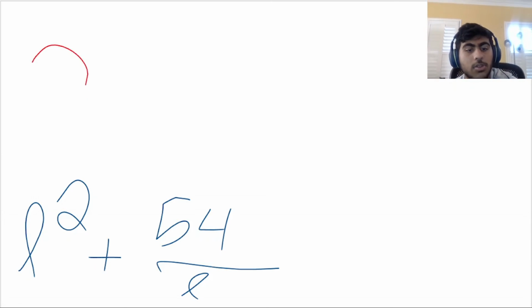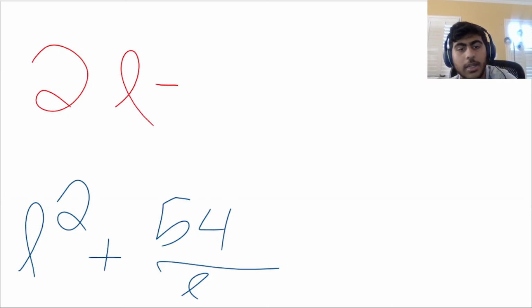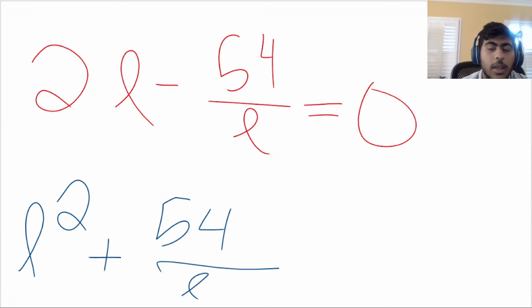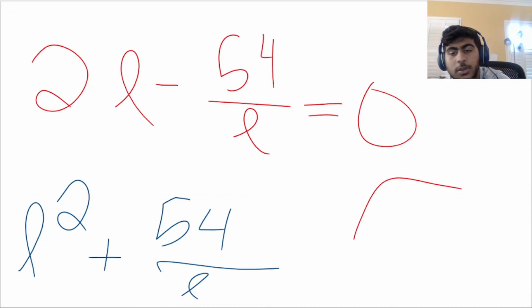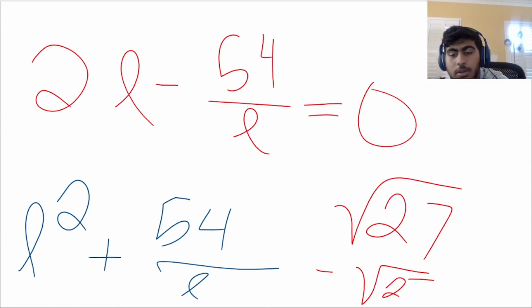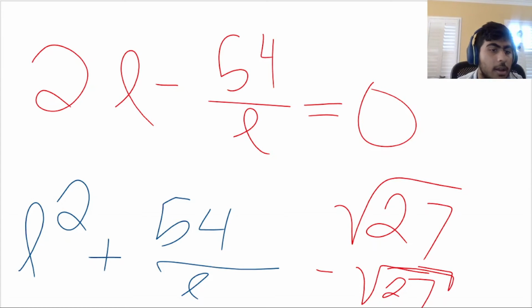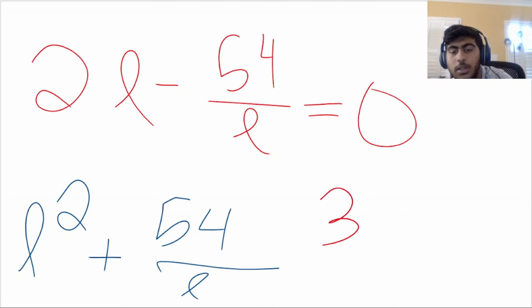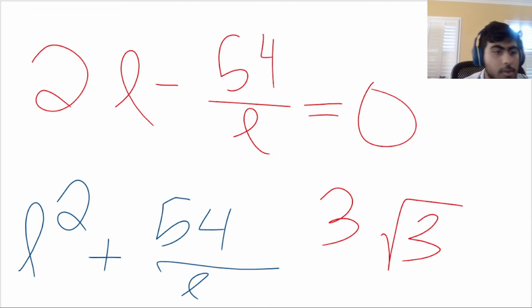Right, so then you get 2L minus 54 over L, just equals 0. And then you bring the 54 on the other side, and then you multiply by the L. You divide by 2, and then you end up with the square root of 27, and the negative square root of 27. Now, of course, these are lengths, so you cannot have negatives, so it doesn't work. Square root of 27 is, of course, 3 root 3. So 3 root 3 is our length.